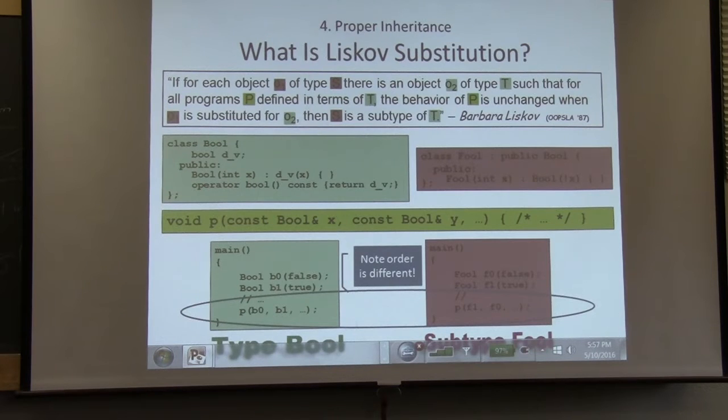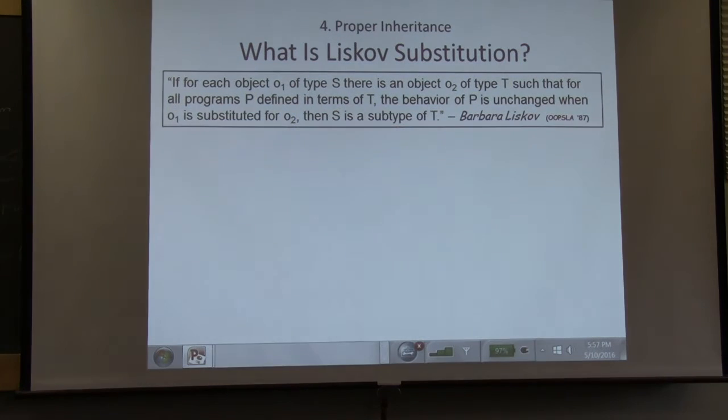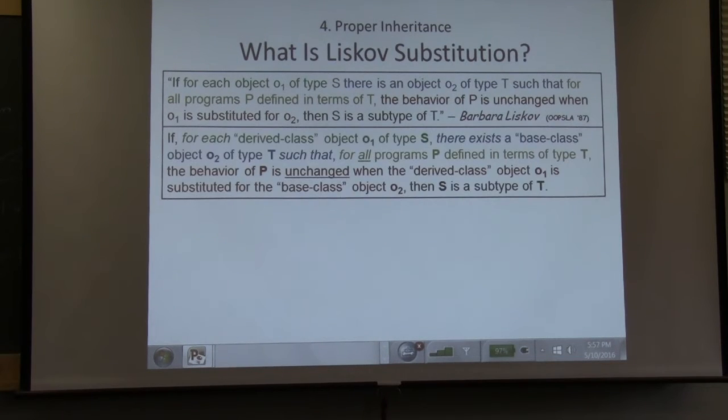Right? Now, if you don't understand this on first blush, it's okay because it's taken me a very long time to understand it. And so I tried to rewrite it in slightly better terms that would make it seem more appropriate to C++. So I'll try reading it again. If for each derived class object O1 of type S, there exists a base class object O2 of type T, such that for all programs P defined in terms of type T, the behavior of P is unchanged when the derived class object O1 is substituted for the base class object O2, then S is a subtype of T.